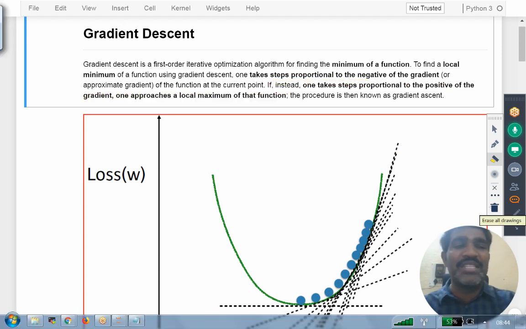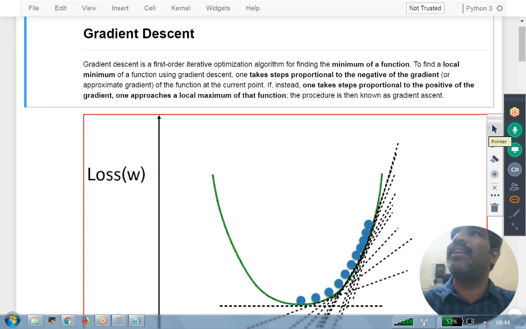Now we have one word available, slope. In machine learning, the same slope is called the gradient. So if I say gradient or if I say slope, both are one and the same. The slope calculation also, this algorithm will do for you. Don't worry.